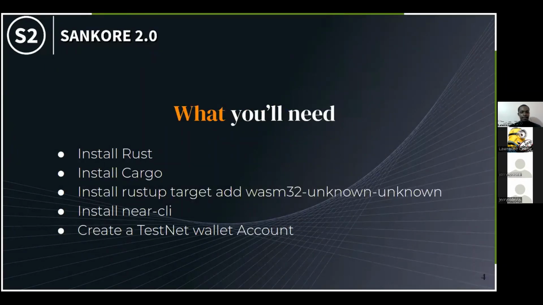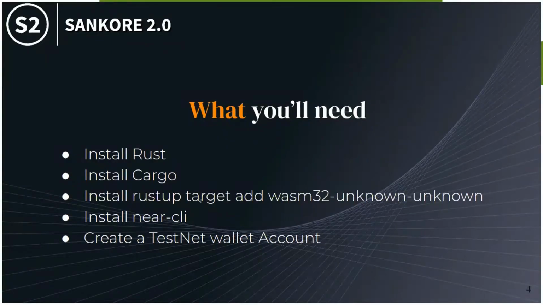Now, here are the tools you're going to need for this particular session. Initially, we've had the first two, that is Rust and Cargo. Now, I've added three others, which you're going to see how we can install on our machines. The first one is the WebAssembly package. This is going to help us compile our Rust source code. We're also going to install Near CLI, and we're going to create a TestNet wallet account.